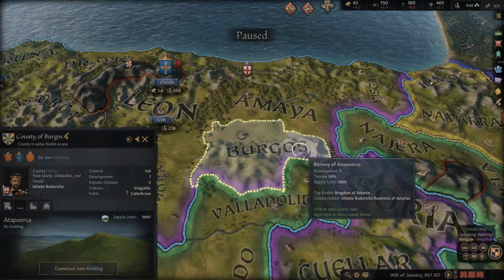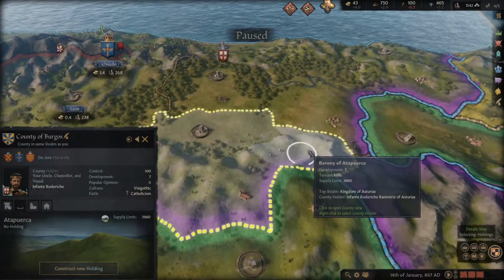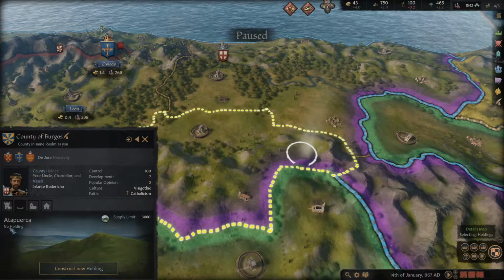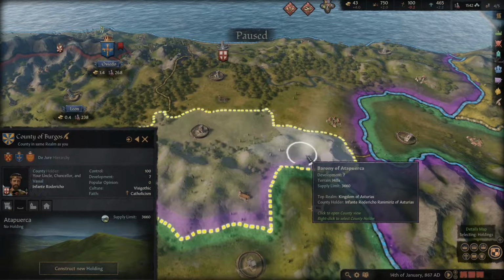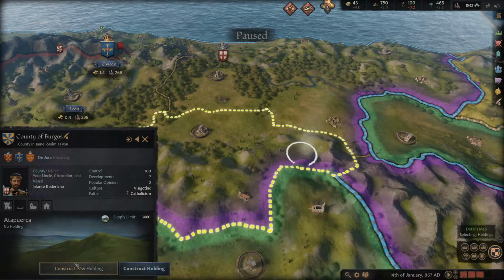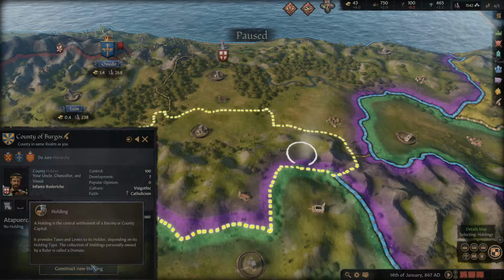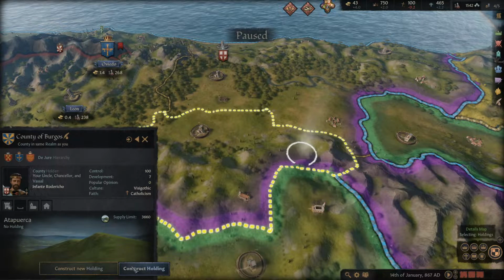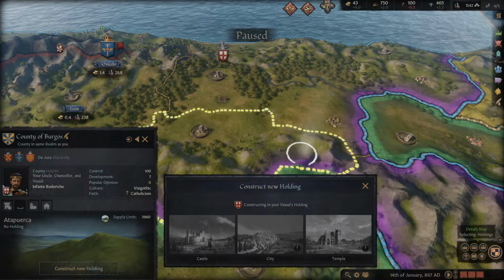The 3rd holding, so the Barony of Atapuerca, is held by Rodrigo the Count because there is no holding built in it. If I show you guys the map now, you'll see the holding is empty. You have no building in there, no temple, no city, or no castle. You can build one of these 3 holding types, so city, castle, or temple, at the cost of some gold. So the Baron and the Bishop are both vassals of the Count in the county.